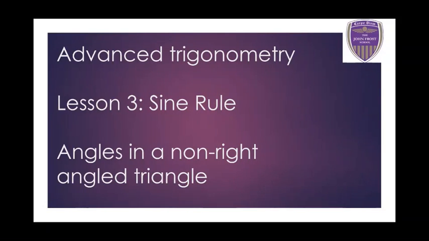So this is the third lesson of advanced trigonometry, where we're going to be using the sine rule to find missing angles in a non-right angle triangle, okay? So let's jump right in.